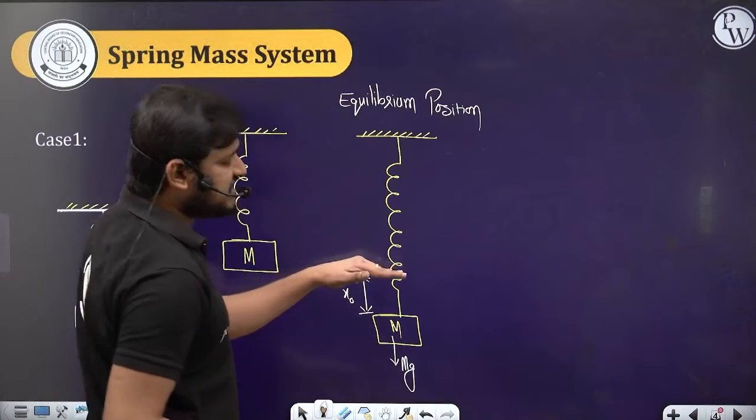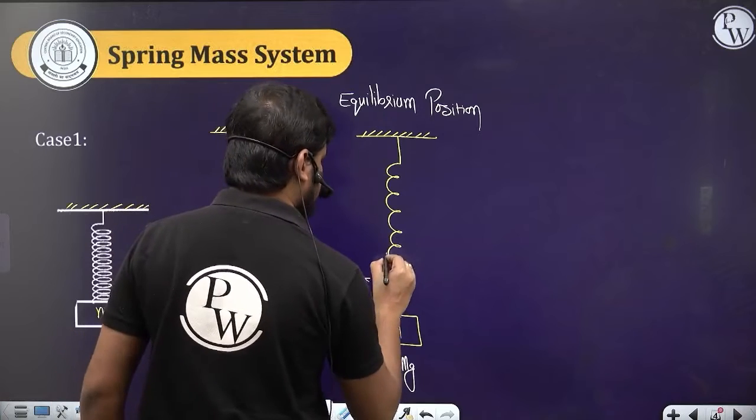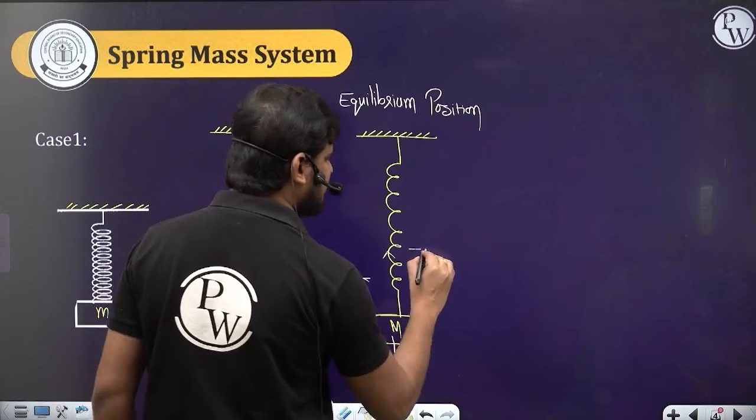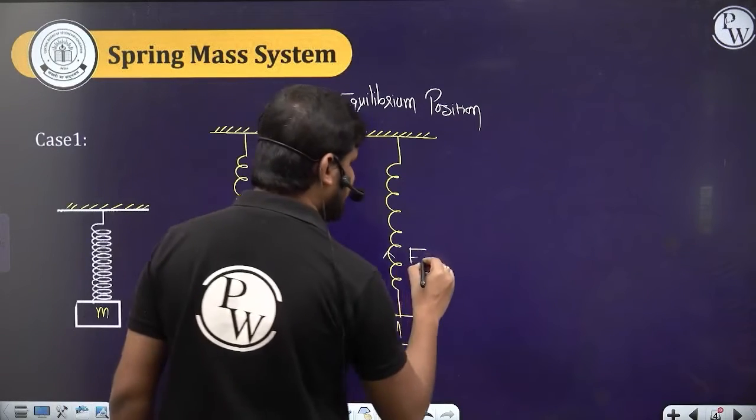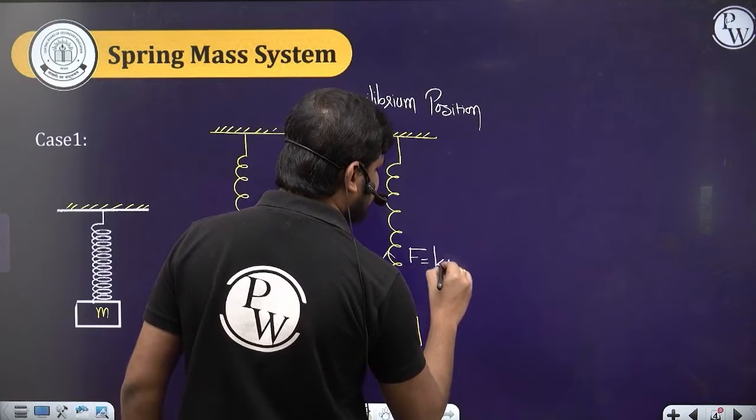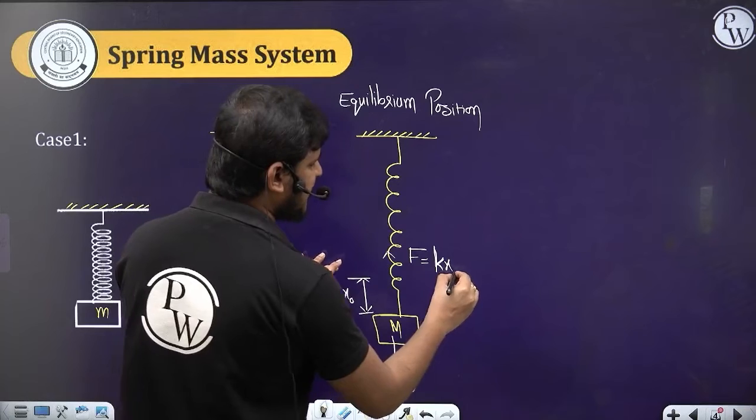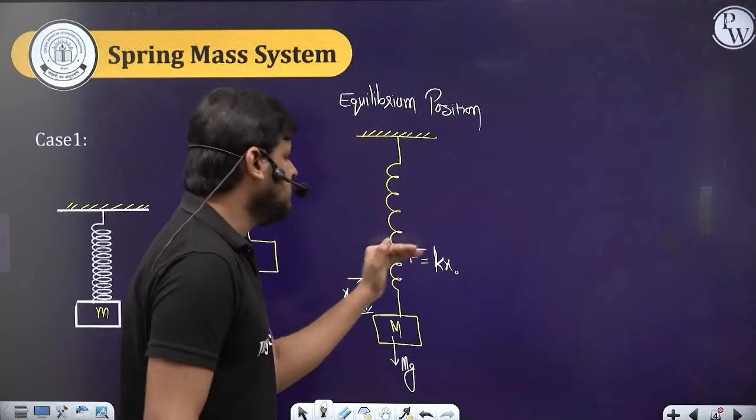So as the spring is stretched, the spring force will act upward. So what is that spring force? Already we studied this in Newton's laws of motion as well. The spring force is equal to kx, which acts upward. Yes or no? Here it is displaced by x naught, so the spring force that acts upward towards the mean position is kx naught.